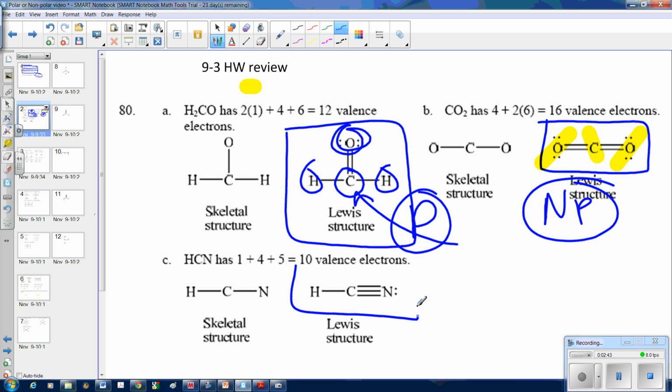Next one. This Lewis structure down here. Look at the central atom. Lone pairs of electrons on the central atom? No. Different terminal atoms? I got an H, I got an N. That molecule is automatically polar.